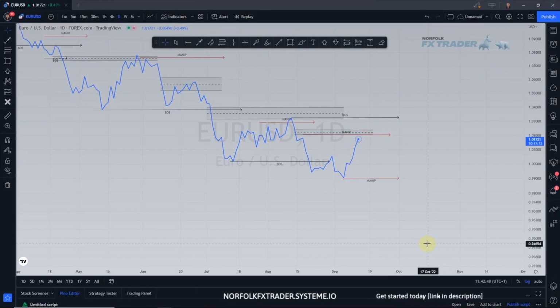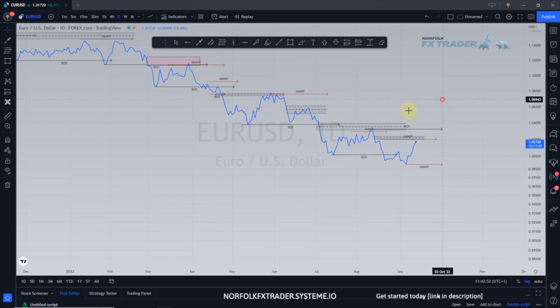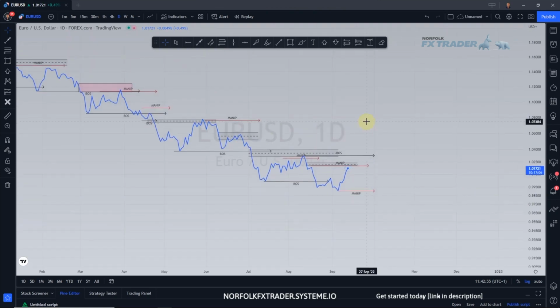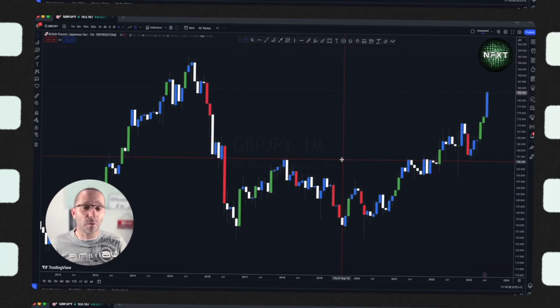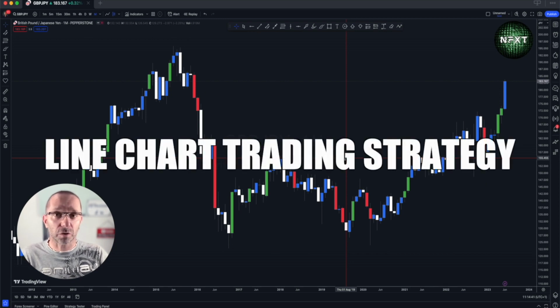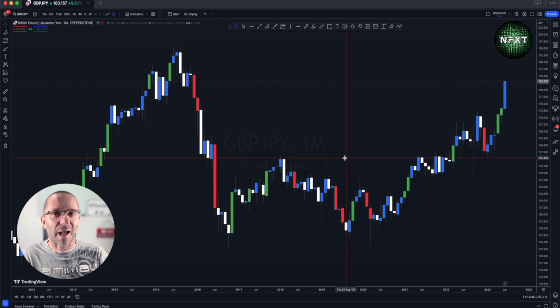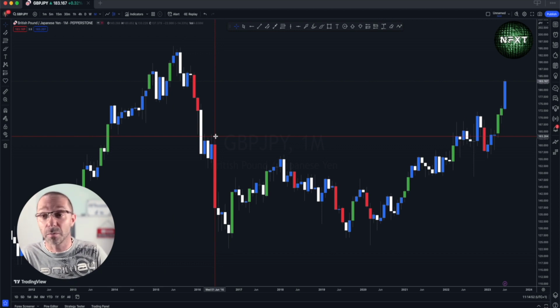So that is my simple take to help you find the break of structure, your areas to take sells and buys from without manipulation and the use of imbalances. So I'm on the pound Japanese yen on a monthly time frame, and I want to share with you the use of this line chart trading strategy with a break of structure, how you can apply it to any single time frame. So first we'll go through this monthly chart, then we'll pop down to daily so you can see how this can be applied throughout any single time frame.